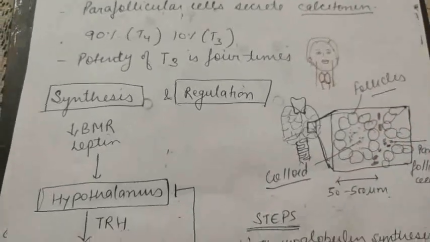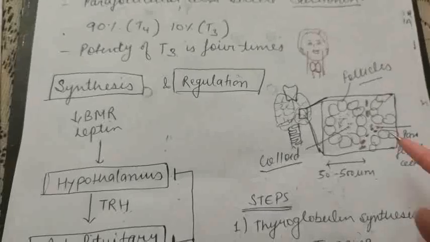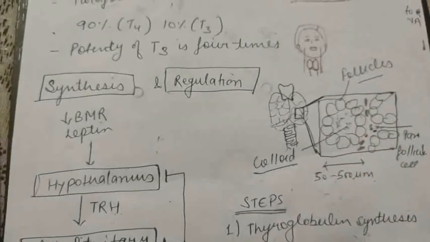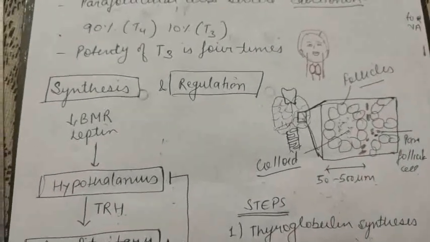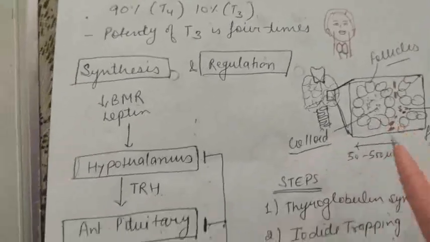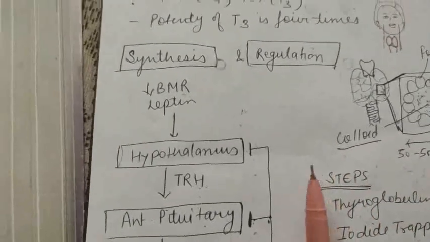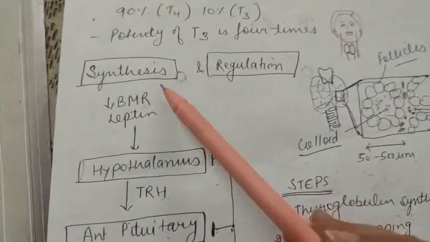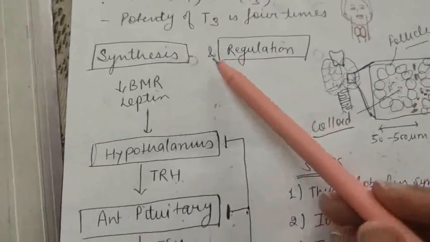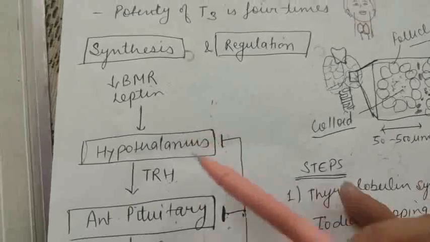Now, first of all, we should know how this thyroid hormone is secreted. What is the regulation part? Separately, you can be asked about this regulation part. So you should know how synthesis and regulation occur. Synthesis we'll see next, but let's see regulation first.